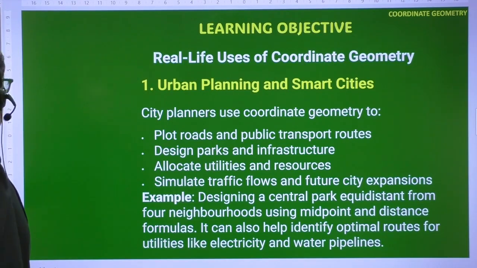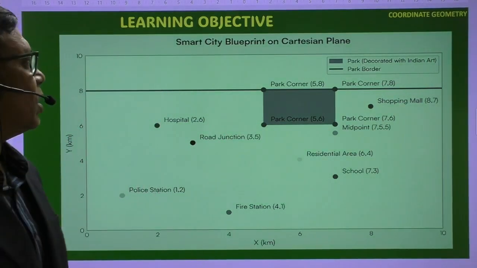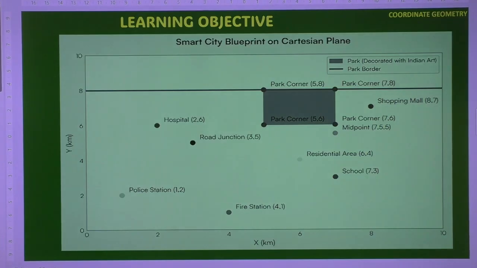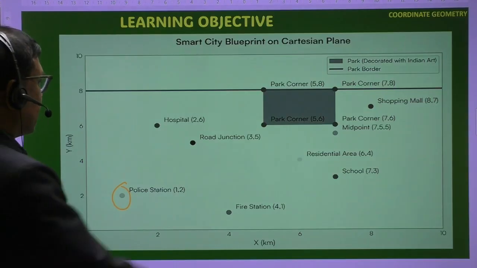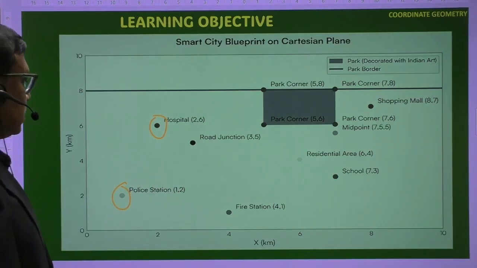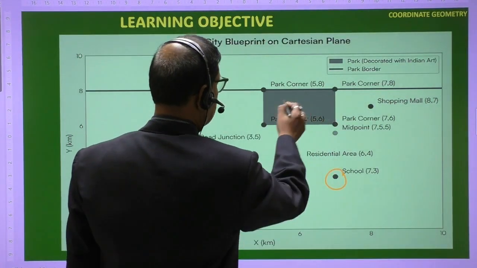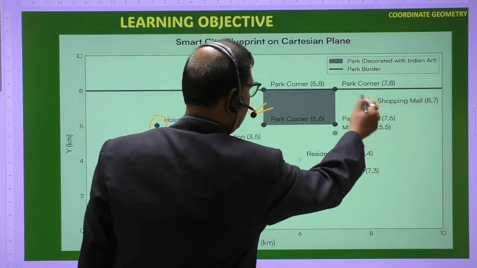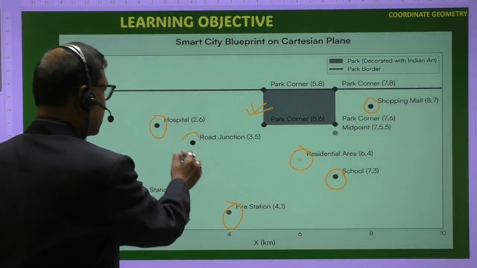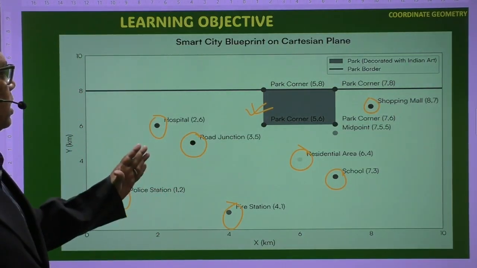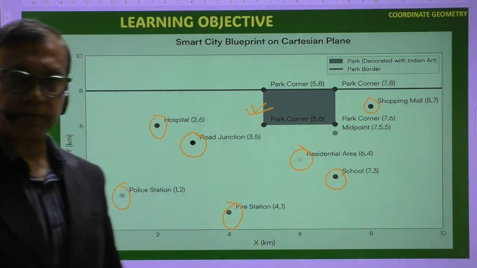Now, see here one smart city blueprint on Cartesian plane. Here police station, here hospital, here fire station, here school, this is park, shopping mall, residential area, the road junction. So this is a smart city blueprint on the coordinate plane or Cartesian plane.